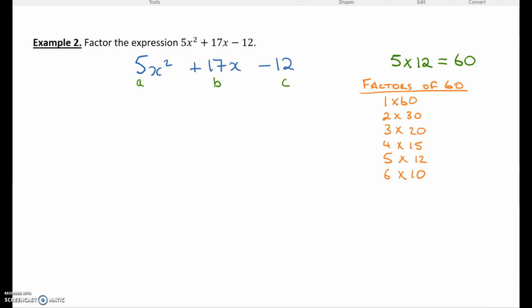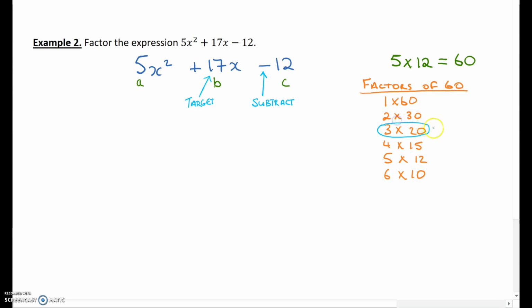Now we have to pick 2 factors that subtract, because the last sign is a minus, so that tells us we need to subtract our factors, and our target number is 17. So we should subtract 2 of our factors to get 17. And we can see that 3 and 20, if we subtract those, will give us 17.